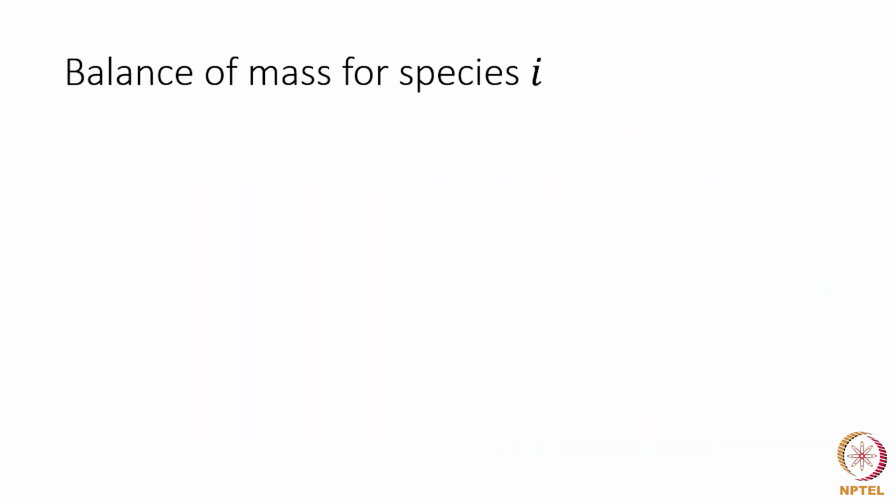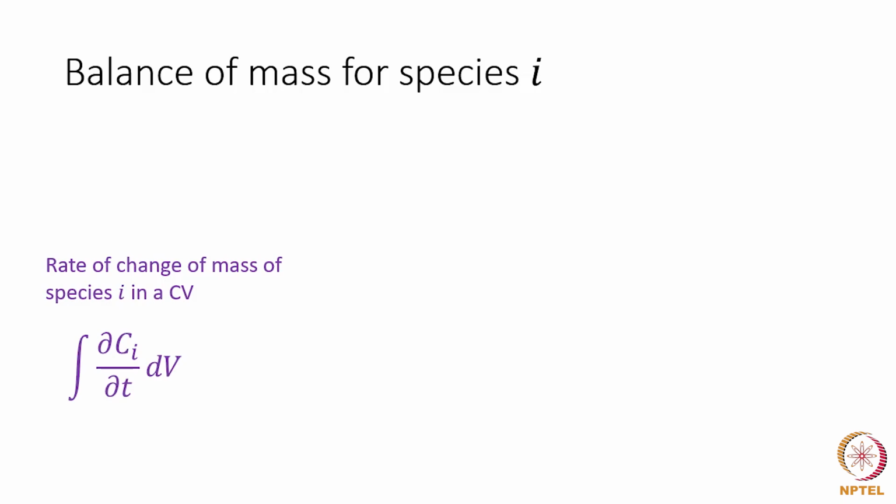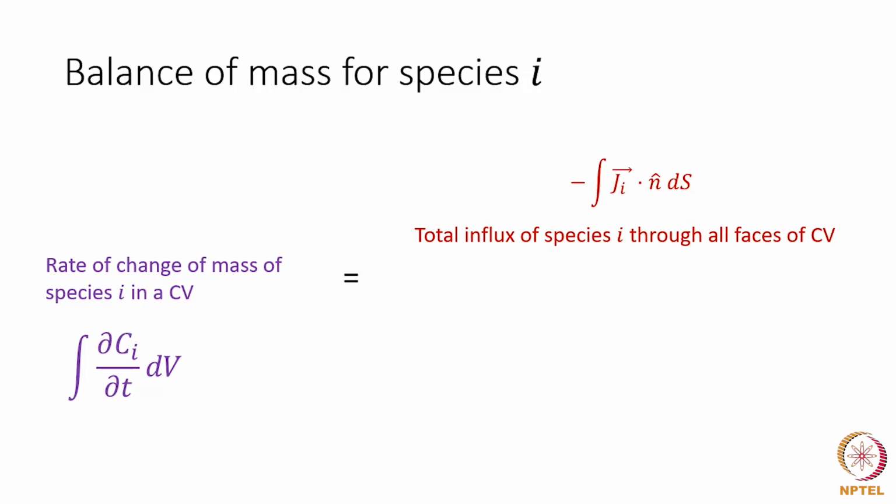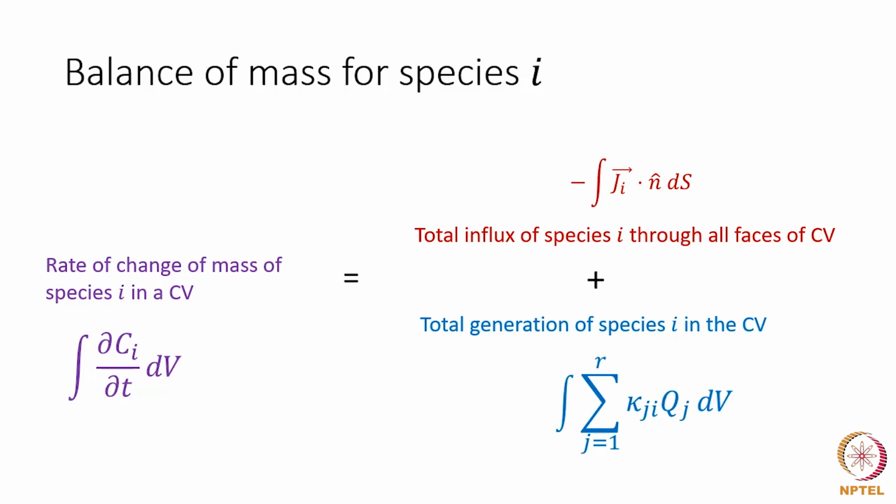So we now need to make a statement in plain English. What is the balance of mass for the species i? And what we say is as follows. We say that the rate of change of mass of species i in a control volume, which is indicated with this term integral ∂Ci/∂t dV, is equal to the total influx of species i through all the phases of CV, which is indicated with this term minus integral Ji · n dS, that is the integral of the flux over all the control volume phases, plus the total generation of species in the control volume, which is given by this integral of Qi dV, which is expanded as integral sigma over k of Ji Qj dV.